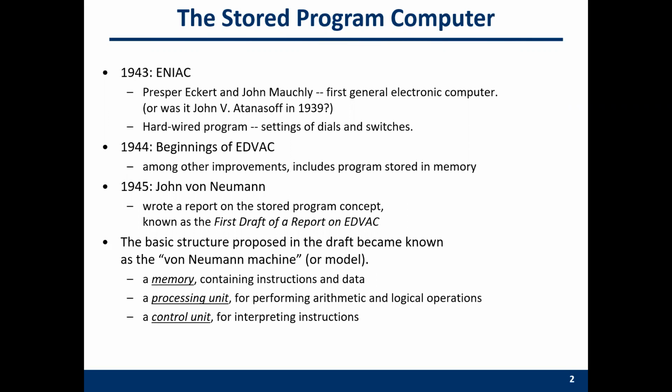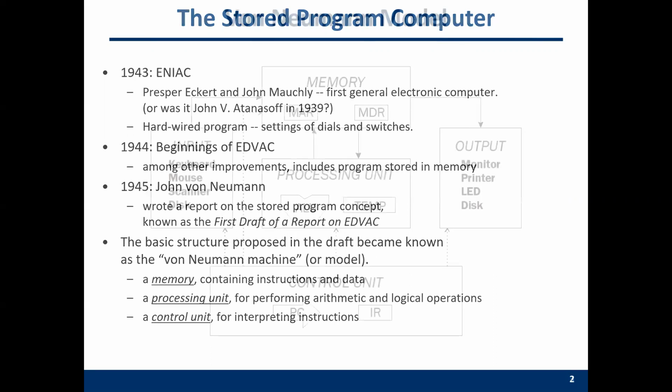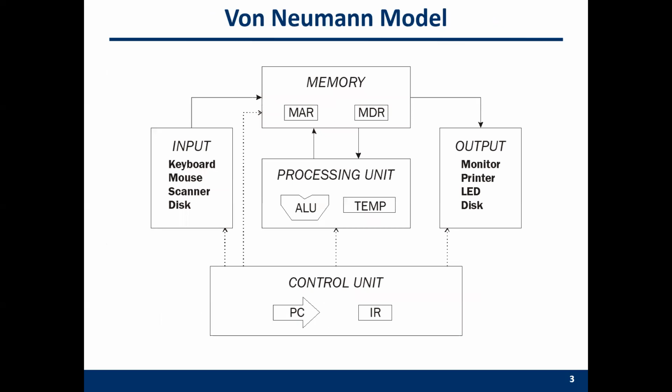So the basic structure of the von Neumann architecture, or von Neumann machine, is that you have a memory which can help you to store the data and instructions. You also have a processing unit. Potentially, it can perform arithmetic, logic, and even analog computation. And then you also have a control unit for decoding the instruction. So this is the so-called von Neumann architecture.